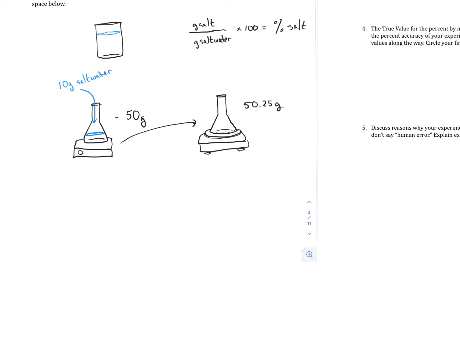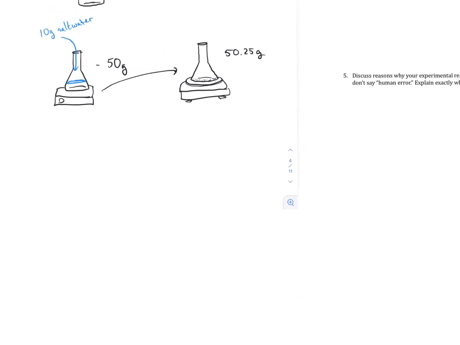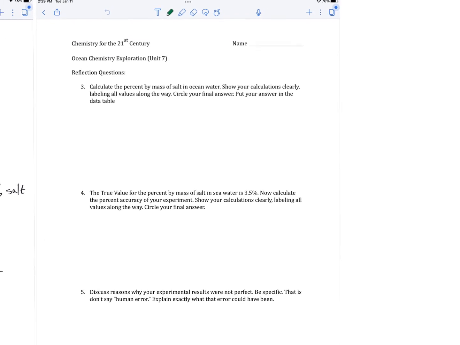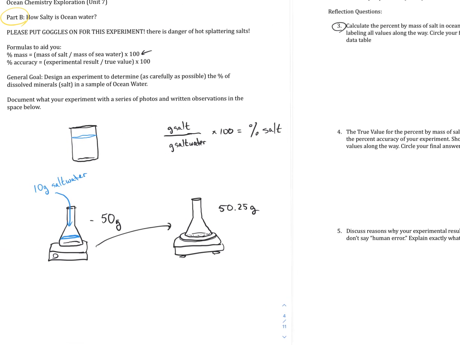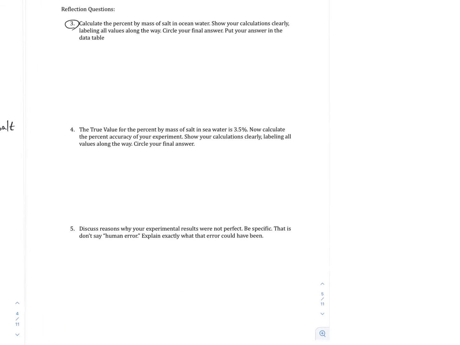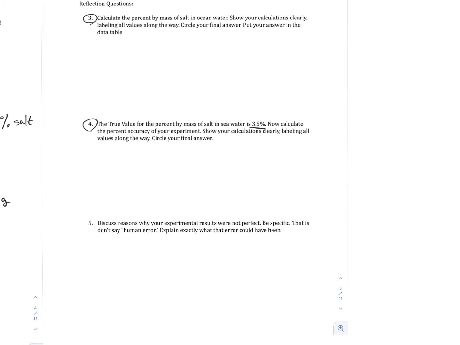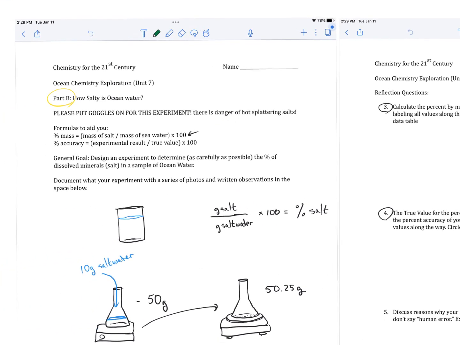Now what you have left to figure out are the questions remaining over here. Calculate the percent by mass of salt in the ocean water based on what I just showed you over here. Then, based on the true value, which is 3.5%, calculate your percent accuracy. Oh, but Derek, I don't know how to do that. Oh, but look over here. Percent accuracy.